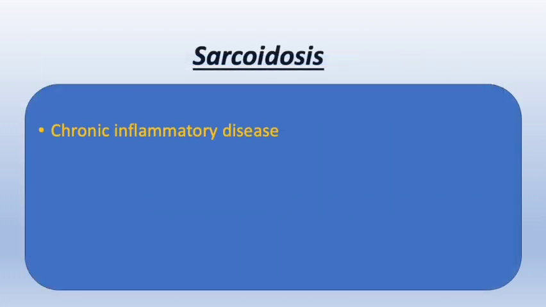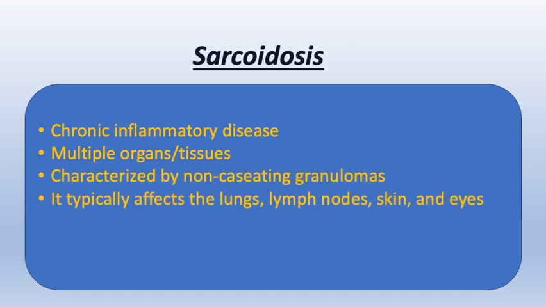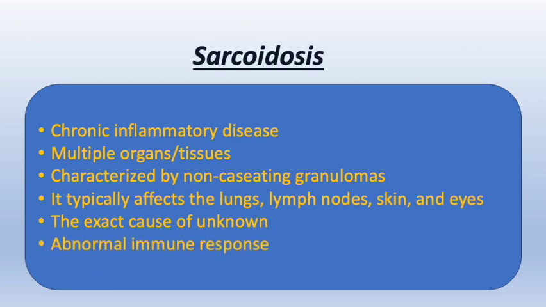Let us start with our knowledge of sarcoidosis and let's explore what we don't know and can add to our knowledge. So we all know that sarcoidosis is a chronic inflammatory disease. It affects multiple organs and tissues. It is characterized by non-caseating granulomas. It typically affects the lungs, lymph nodes, skin and eyes majorly, although most organs are affected by this. The exact cause of this disease is still unknown, and it is associated with an abnormal immune response.